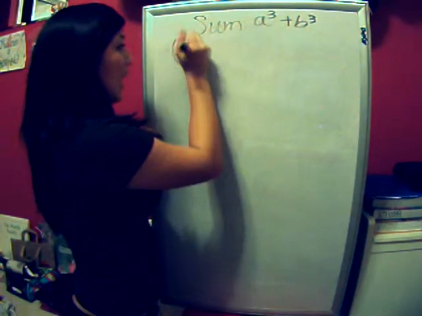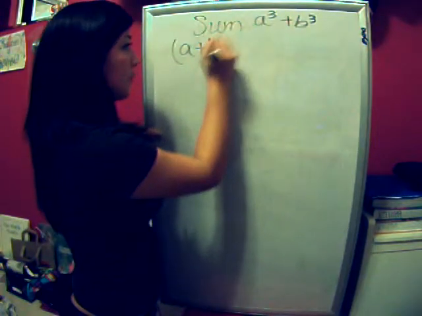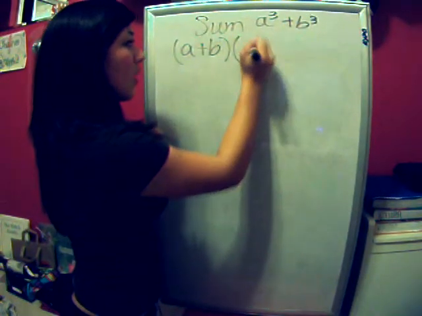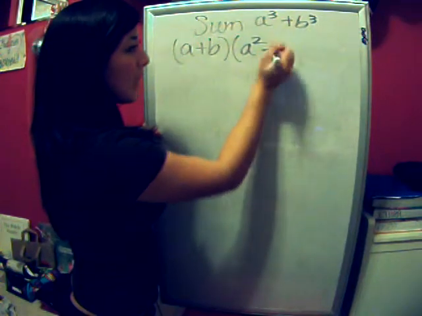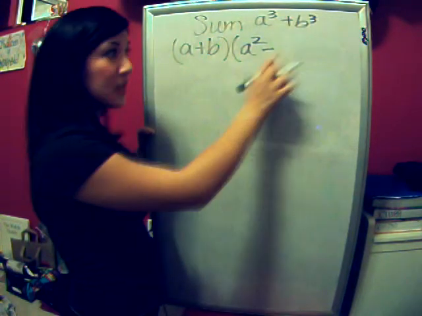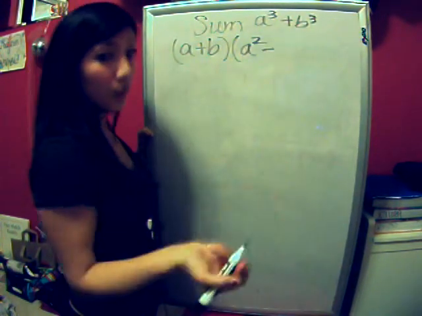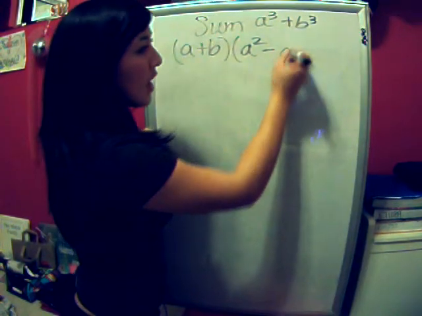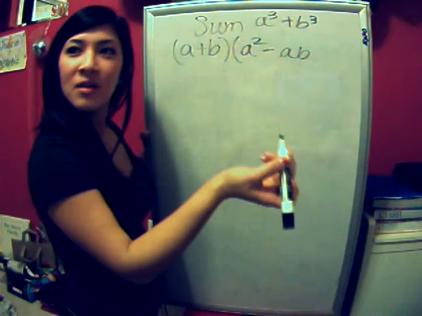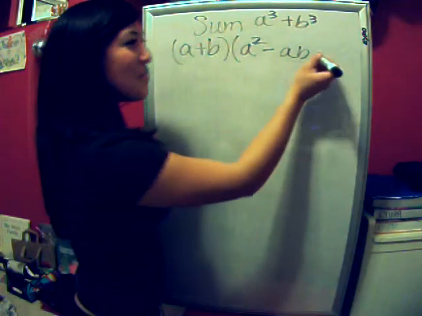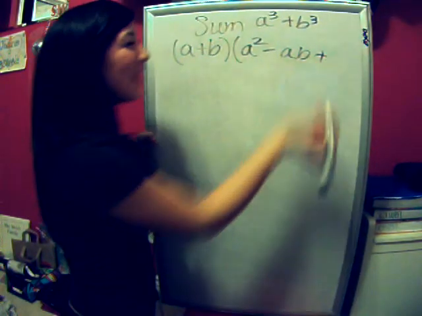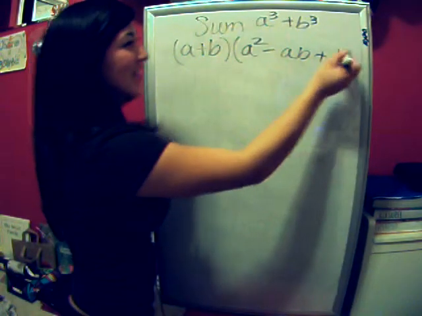It's a plus b, a squared minus, it has to be the opposite sign of the original equation, always. It's a times b plus b squared.